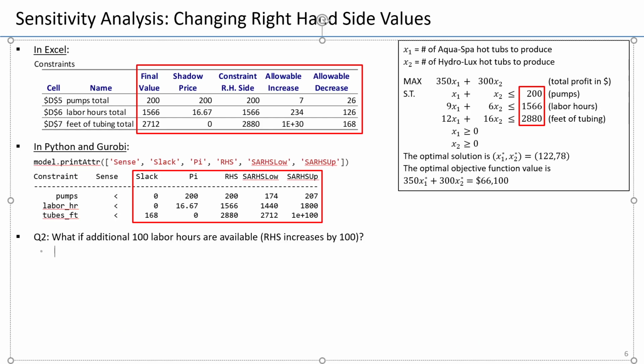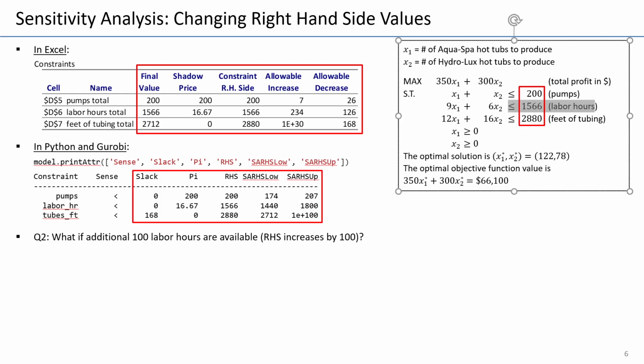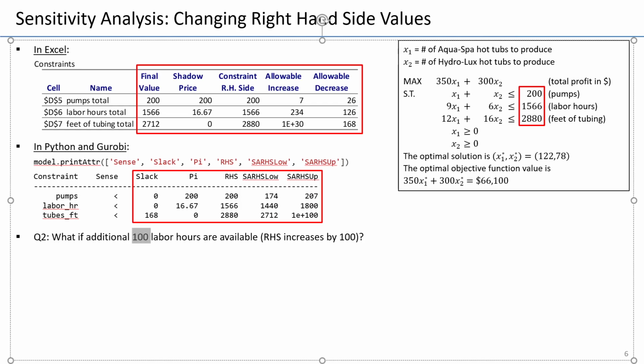Here is another question. What if I have 100 additional labor hours available? This question is asking about the labor constraint. I had, let's say, per week, 1,566 labor hours available, the number of hours all workers can work in a given week. And now I'm saying I will have an extra 100 labor hours available. Maybe I have extra workers, maybe some of them can work longer. Whatever the reason, this is one of the many possible changes.